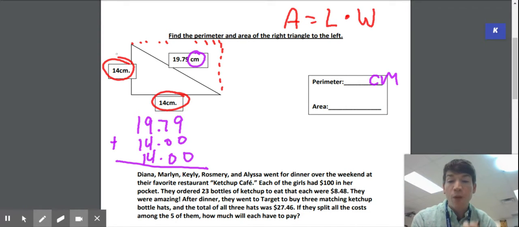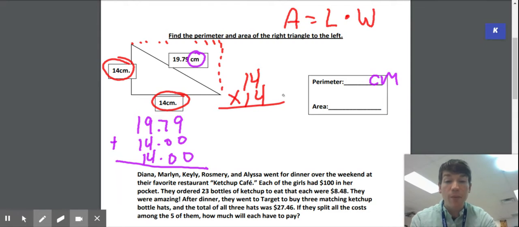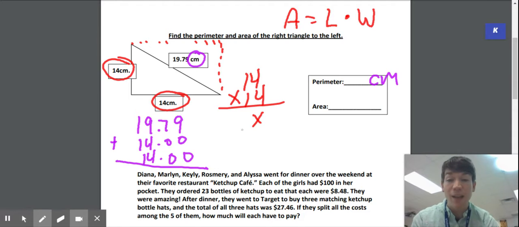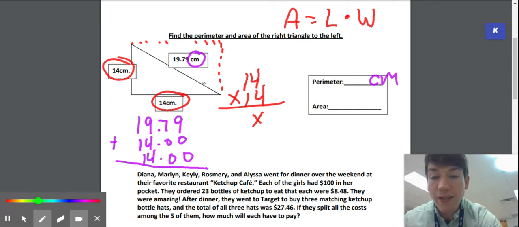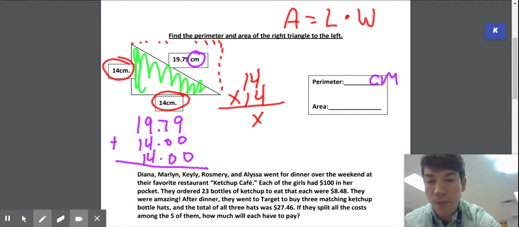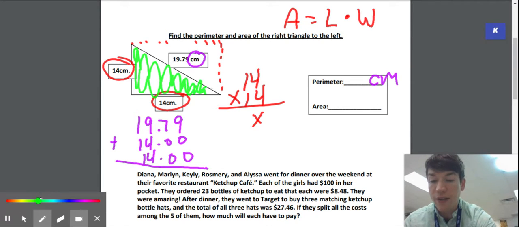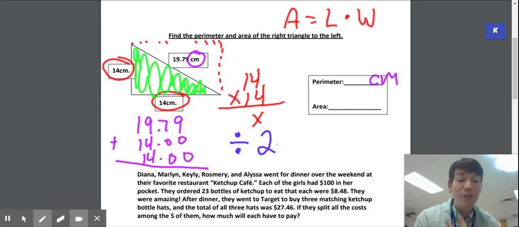So I'm going to say 14 times 14 is going to give me some number. We'll just call that number x. 14 times 14 is some number. Now, because this is a right triangle and not a rectangle, that is the area of the rectangle. Because I only need the area of the right triangle, I'm going to take whatever that number is that I just came up with. And remember, I have to divide by 2. Whatever that answer is, I have to divide it by 2.